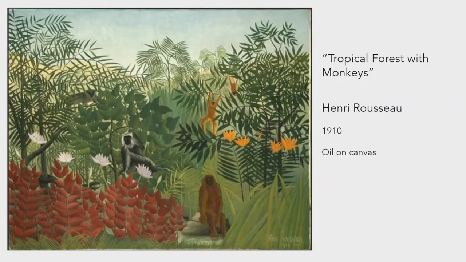So here's the painting I'd like us to take a look at today. It's titled Tropical Forest with Monkeys, and it was painted in 1910, and he used oil on canvas. There's so much to see that I'd like us to break it down into parts. It's a thinking routine called See, Think, Wonder.